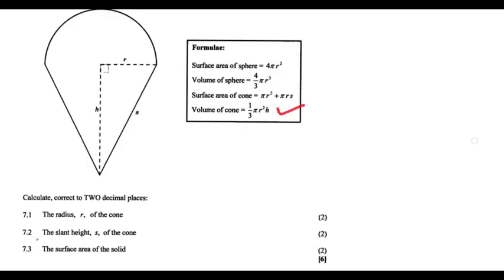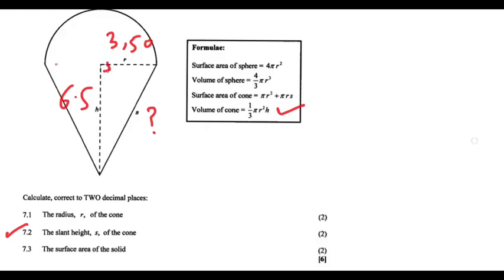and we're done. Now 7.2, he say the slant height of the cone, so we need to find the slant height. Now h we got 6,5, and this is 3,5 radius, so this is 90 degree.